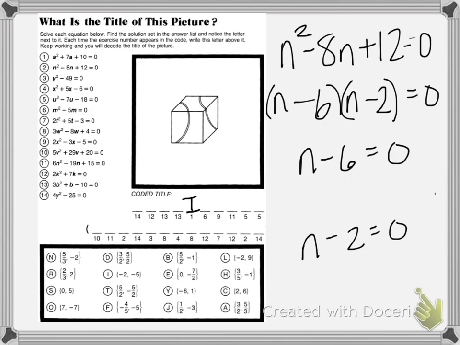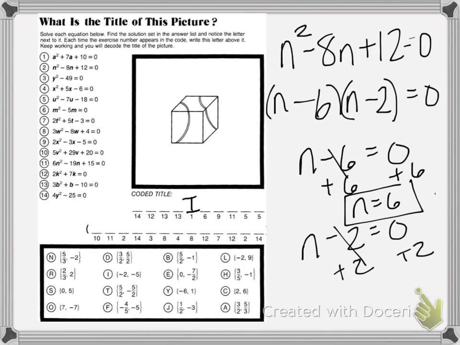So we set them equal to 0. Solve. Plus 6 plus 6, so n equals 6. There. And plus 2 plus 2, n equals 2. I know now you're going to start saying, whoa, that's not too hard.